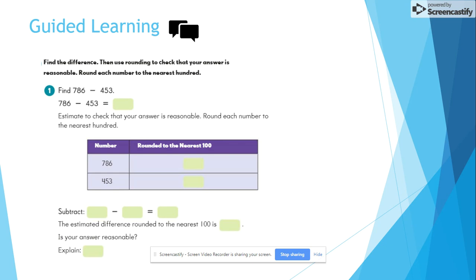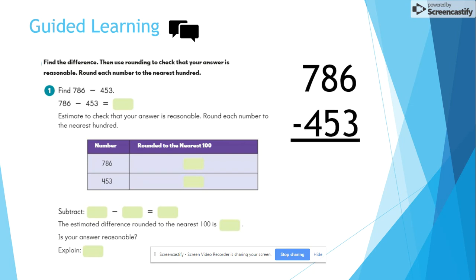So you should have 2 different answers in your notebook. The first one you should have is the actual answer, so actually subtracting these 2 numbers and getting 333. Then you're going to use rounding to the nearest 100 to check that your answer is reasonable. So you should have gotten 800 when you rounded 786 and 500 when you rounded 453 to the nearest 100. Subtracting those 2 numbers gets you to 300. 300 is very close to 333, so we can say our answer is reasonable.